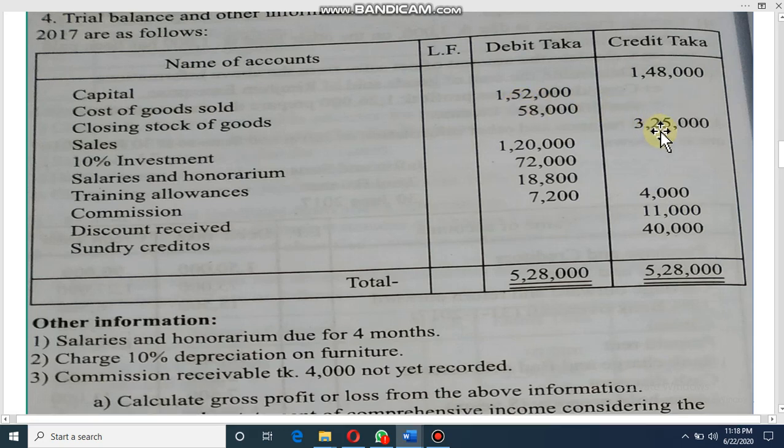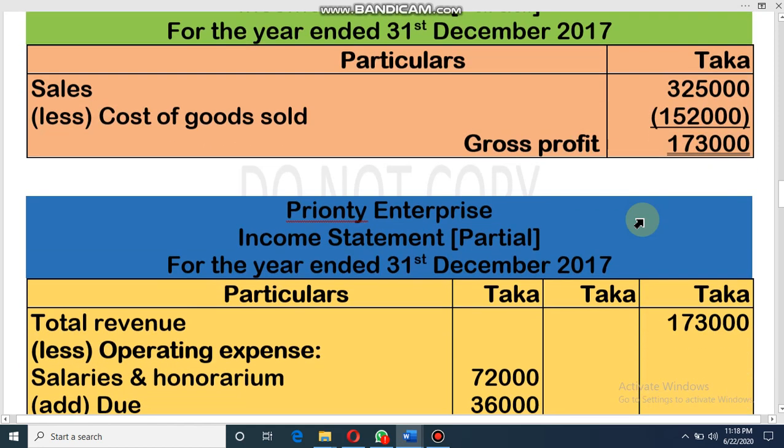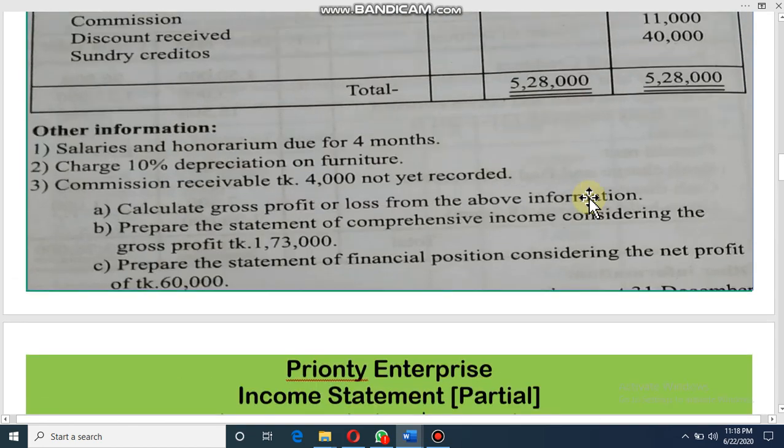Look, 3,25,000 is your net sales, and cost of goods sold is 1,52,000. So 3,25,000 minus 1,52,000, then you will get 1,73,000. This is your answer, the gross profit. Dear student, I repeat, the formula of gross profit is net sales minus cost of goods sold. Then you will find out the gross profit.